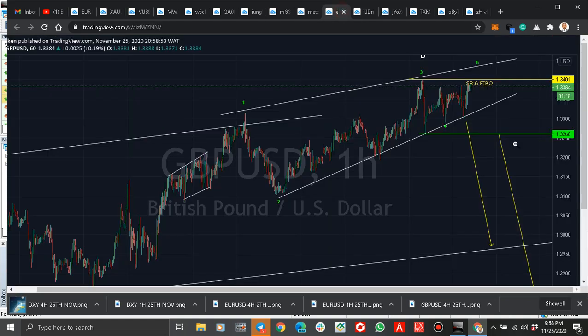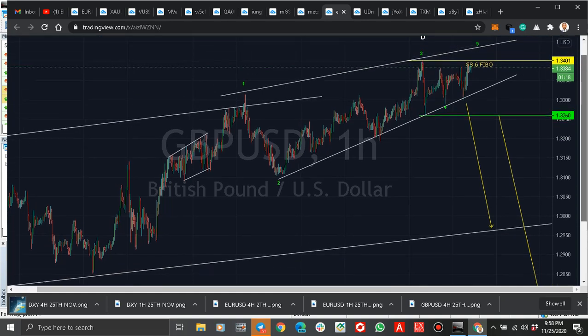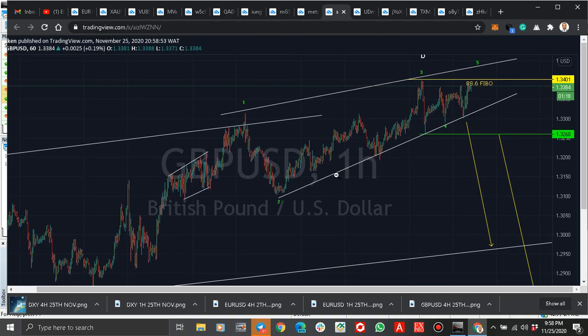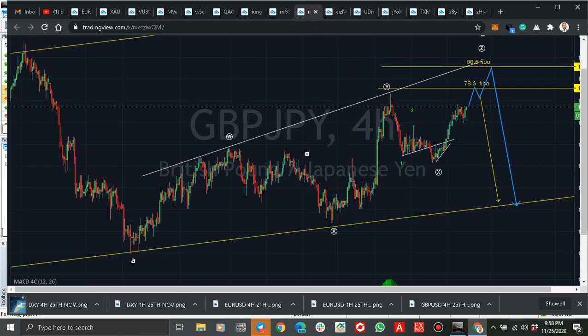Okay. On 1 hour, the same thing. Once a break of this is confirmed, I will sell. First target, second target will be deeper. Okay. Pound yen.